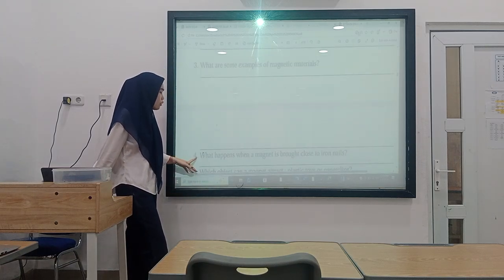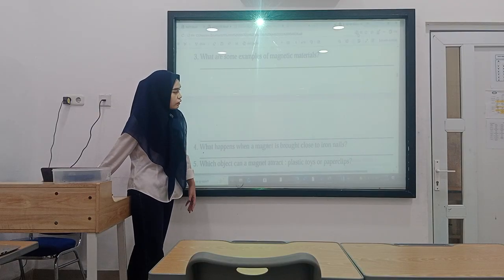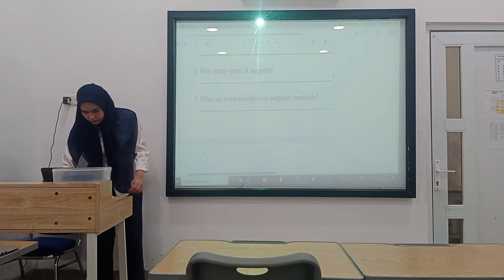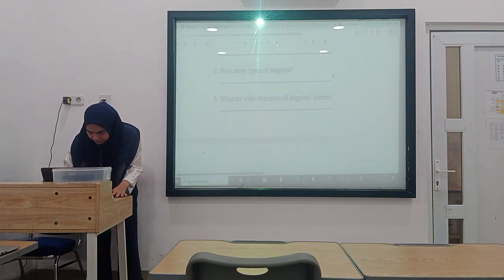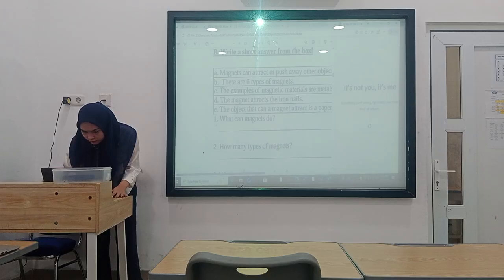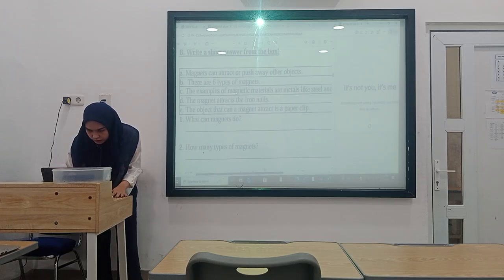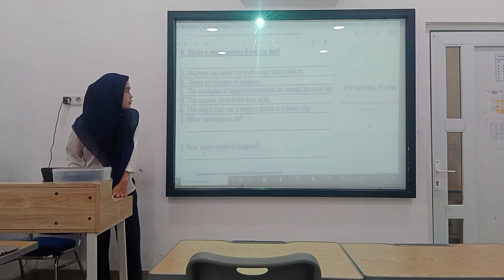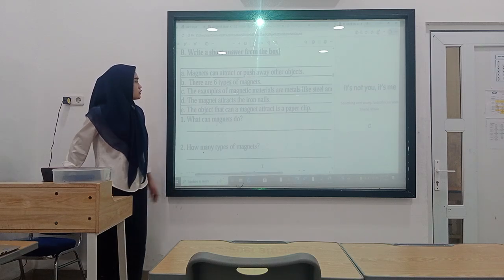Number four, what happens when a magnet is brought close to iron nails? I think you can answer without seeing the short answer, Miss. Number four, the magnet attracts the iron nails.